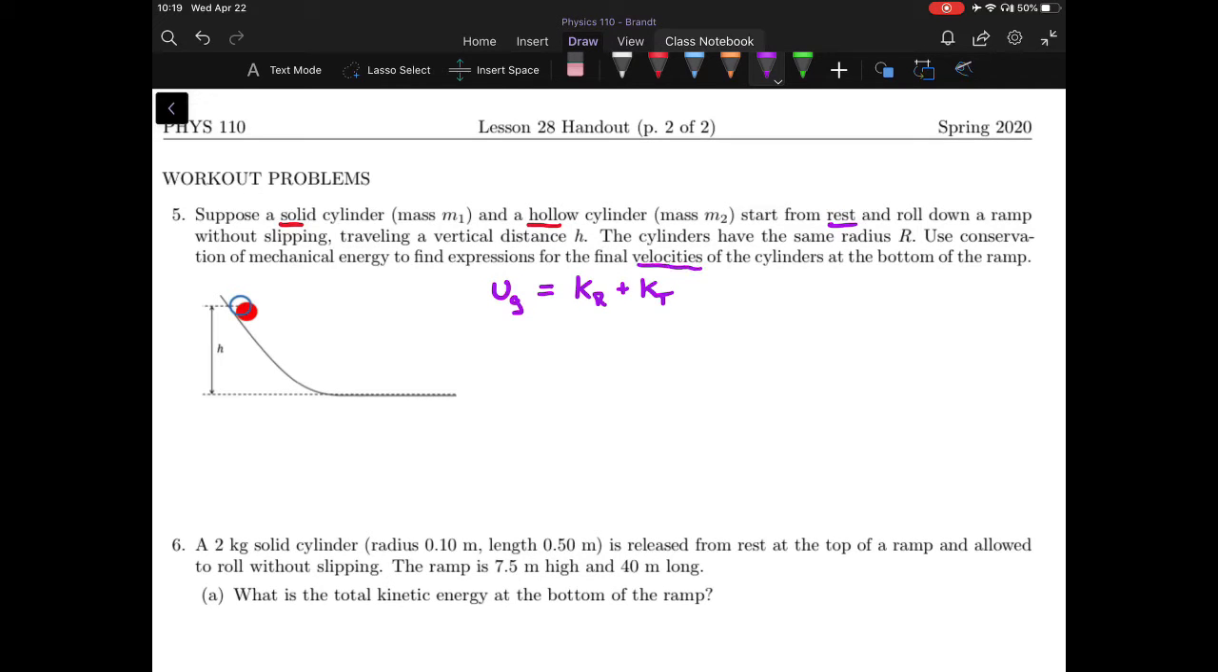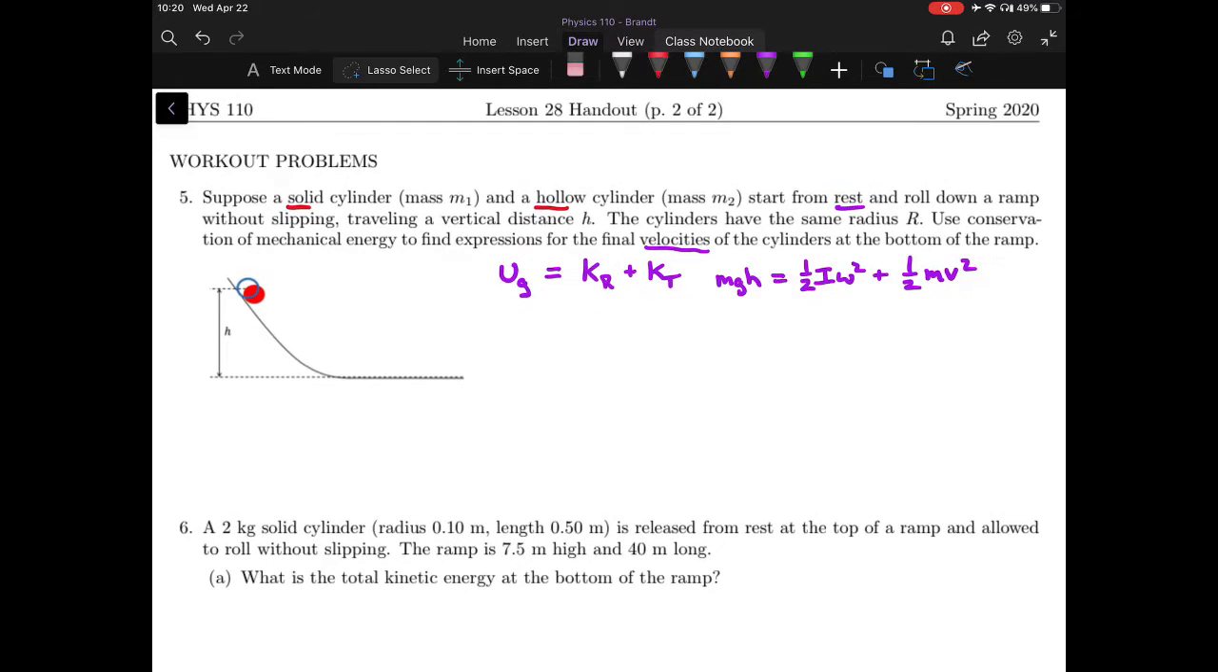We're looking for the velocity though. So if we break this all out again, we have mgh has to be equal to 1/2 I omega squared plus 1/2 mv squared. So we'll have cylinder 1, and for this one, we've got mass of m1. So we have m1 times g times h has to be equal to 1/2, and then we have to figure out I. So we want I for a solid cylinder.